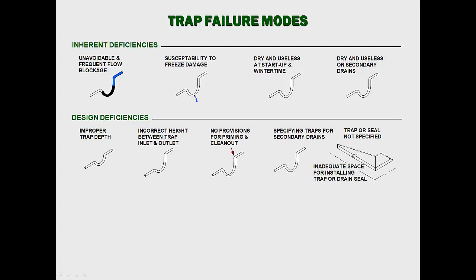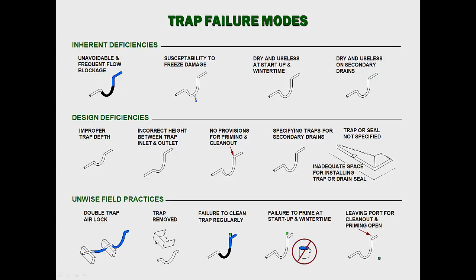Design deficiencies of traps include improper trap depth, incorrect height between trap inlet and outlet, no provisions for priming and cleanout, specifying traps for secondary drains, trap or drain seal not specified, or inadequate space for installing a trap or drain seal. Unwise field practices include double trap airlock, trap removed, failure to clean trap regularly, failure to prime at startup and wintertime, and leaving the port for cleanout and priming open.